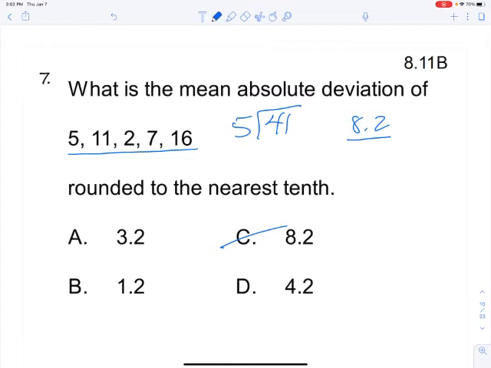Because now what I need to do is take each one of these numbers in my set and subtract it from 8.2 and take the positive value of that. So if I do 5 minus 8.2 or 8.2 minus 5, I end up with 3.2. And then if I do the same thing to the 11, I end up with 2.8, and then 6.2, and then 1.2, and then 7.8 for those values. Okay, so then what we do is we add those together.